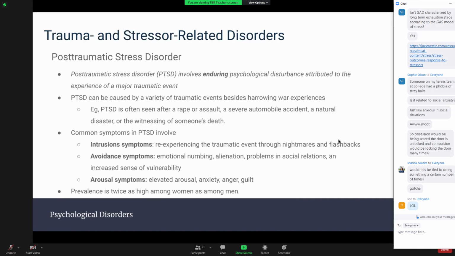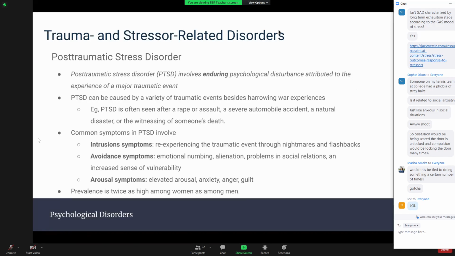So it can be caused by traumatic events, and that is not just the sergeants in Grey's Anatomy who were in war, but it can also be because of rape, an automobile accident, a natural disaster, or witnessing someone's death. These are just some examples that you don't have to remember, but just to keep in mind that you might see it presented in examples that are not war, even though that's what we think about most in our culture.